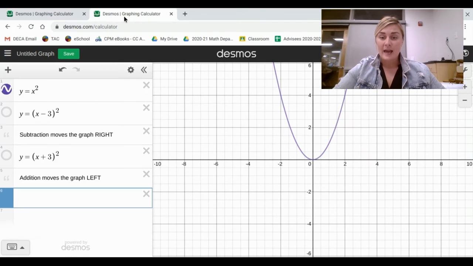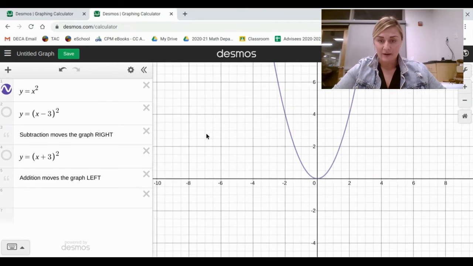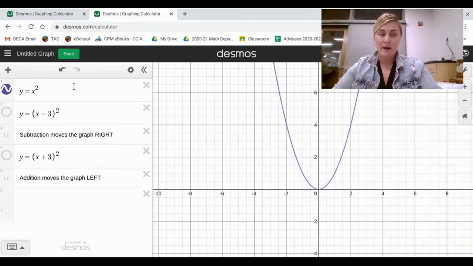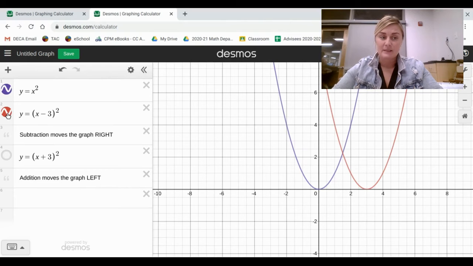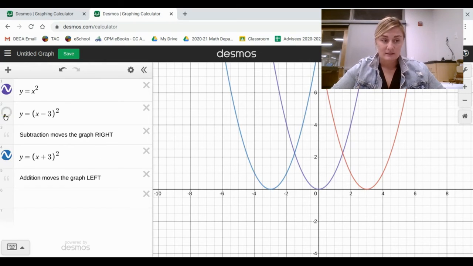Now I want to take a look at our H and K. Again, I have my parent function here, y equals x squared. And I am going to look at what happens when I subtract in regards to my H value. H is inside the parentheses. So when I have subtraction, this shifts my graph to the right. Subtraction moves it right. Then addition will move my graph left.